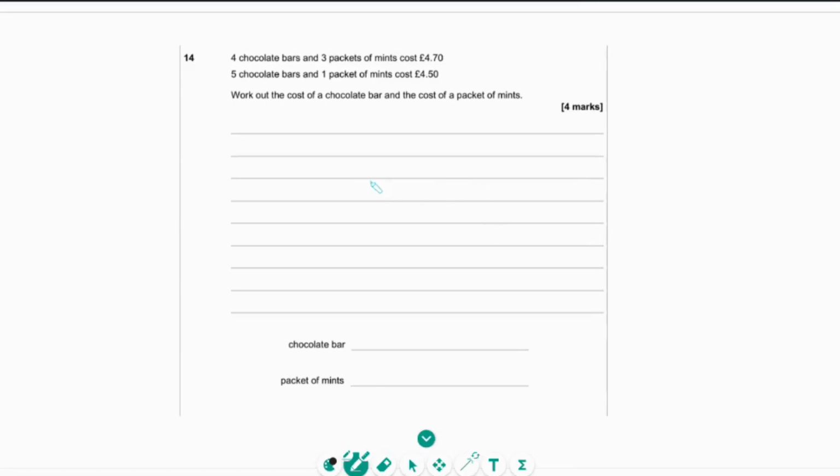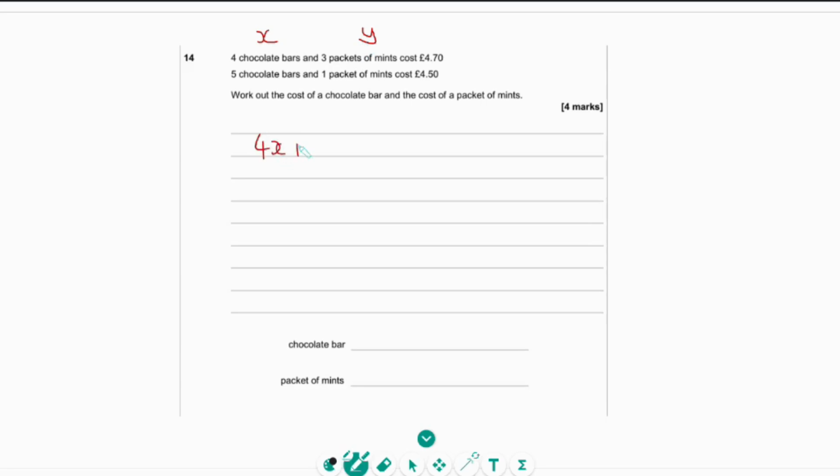Four chocolate bars and 3 packets of mints cost £4.70. 5 chocolate bars and 1 packet of mints cost £4.50. Work out the cost of a chocolate bar and the cost of a packet of mints. Hopefully you can see straight away that this is a simultaneous equation question. I'm going to have x be the cost of a chocolate bar, y is the cost of the mints.